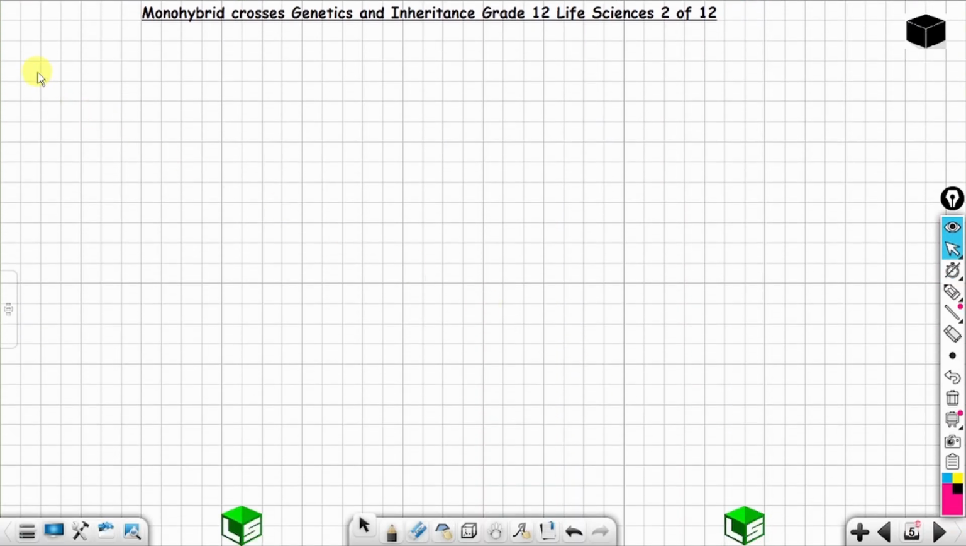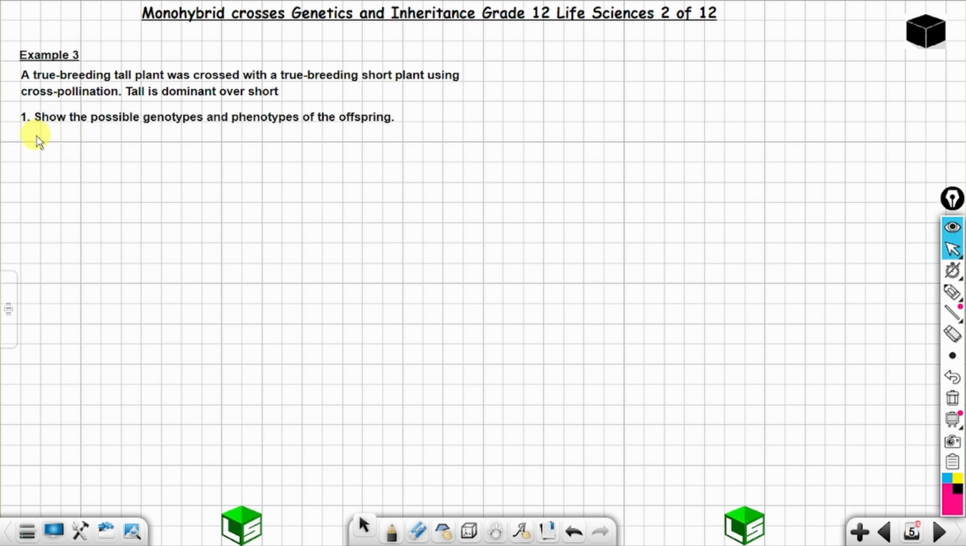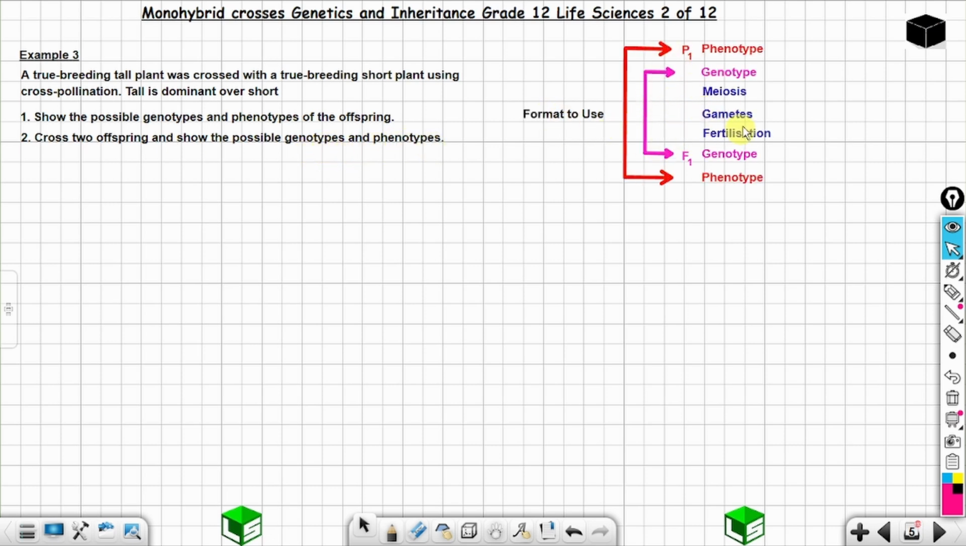Now, number 3, a true breeding tall plant was crossed with a true breeding short plant using cross-pollination. Tall is dominant over short. 1. Show the possible genotypes and phenotypes of the offspring. 2. Cross 2 offspring and show the possible genotypes and phenotypes. You are going to use this format from the previous slide.